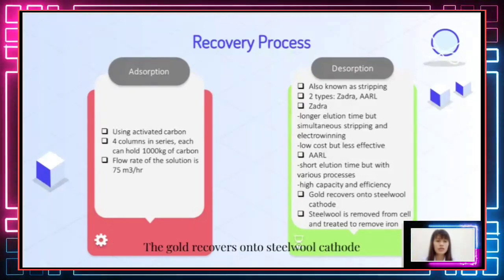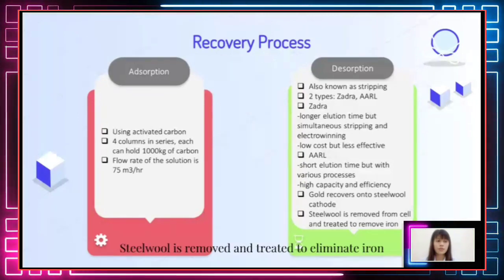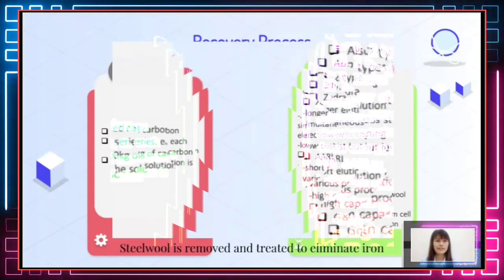The gold is recovered onto steel wool cathode. Steel wool is removed and treated to eliminate iron.